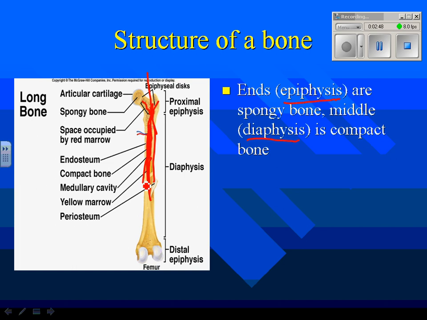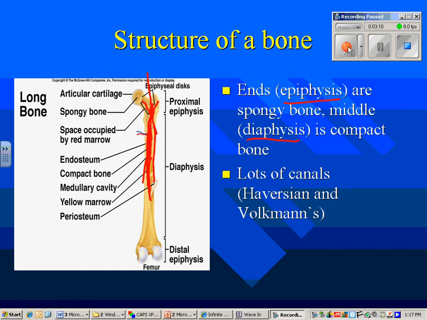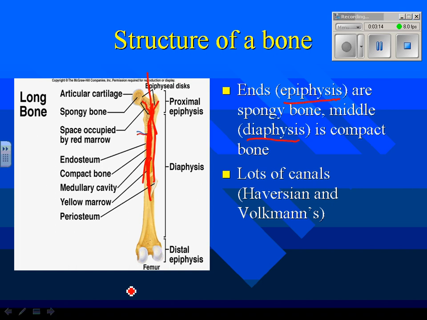You aren't going to have to know all these other words in here. Just know that the ends of the bone are spongy bone and the middle of the bone is compact. There are lots of canals through bone. I'm going to show you this in the next slide. You don't have to know the names of them, but you might read them. Haversian canals and Volkmann's canals. Why would bone have canals in it? Let me click to the next slide. Oh, forget it. For blood vessels and nerves.